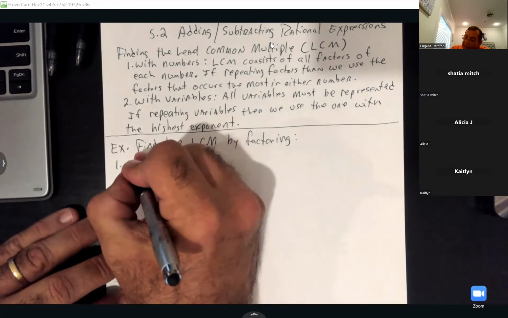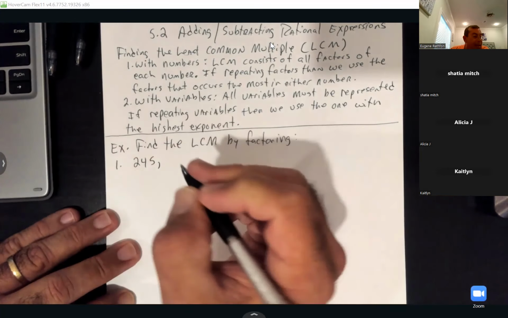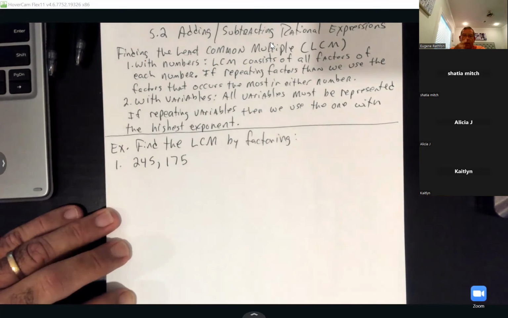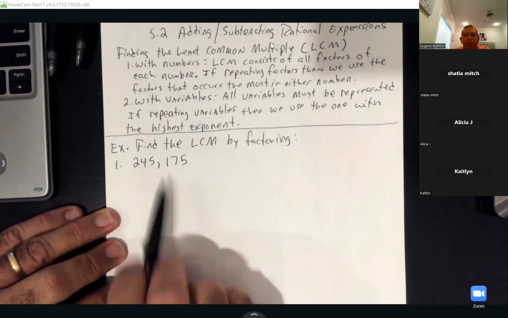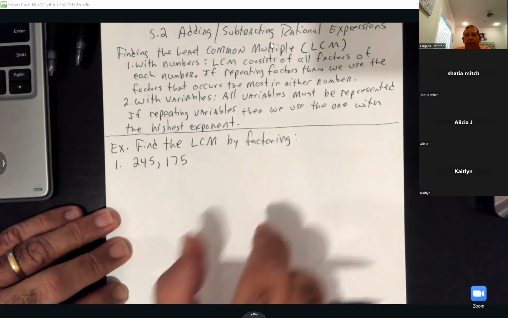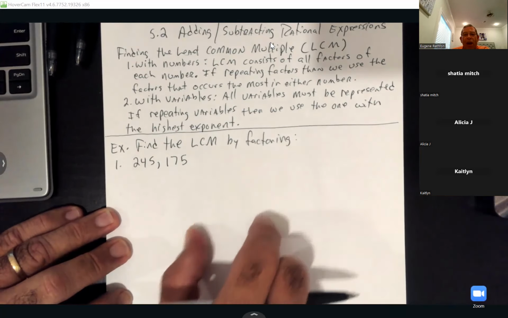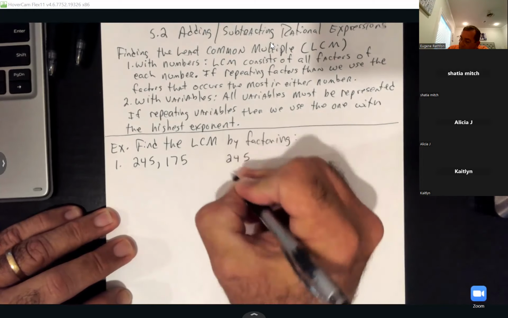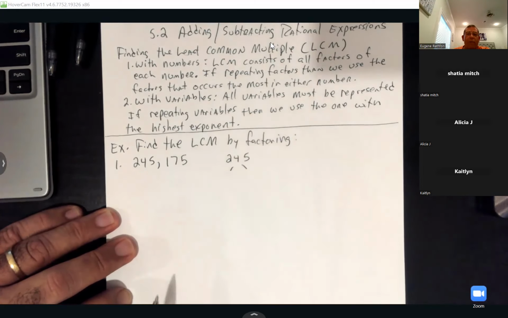So for number one, I got 245 and 175. So what you got to do with these two numbers is make a factor tree and break them down into what we call prime factors. So let's start with 245.